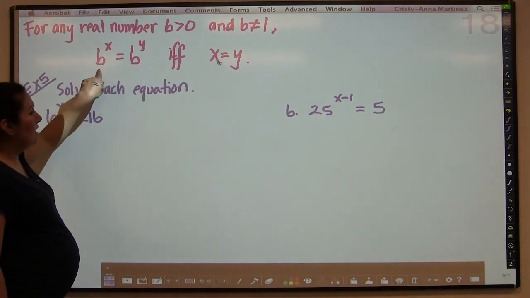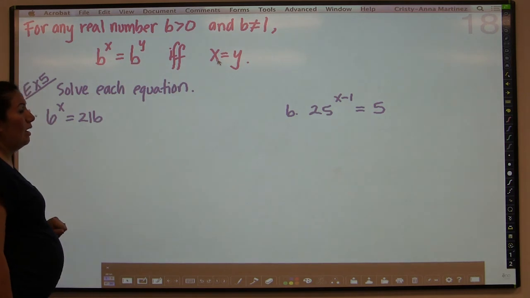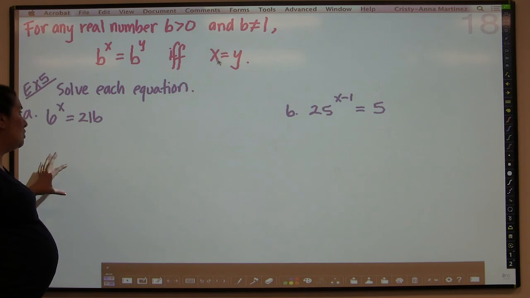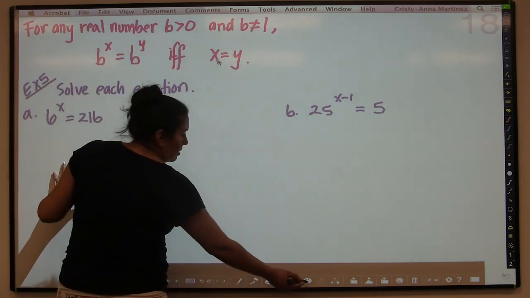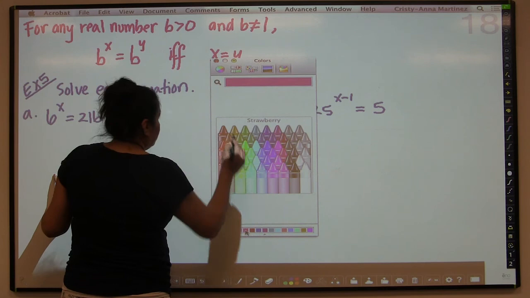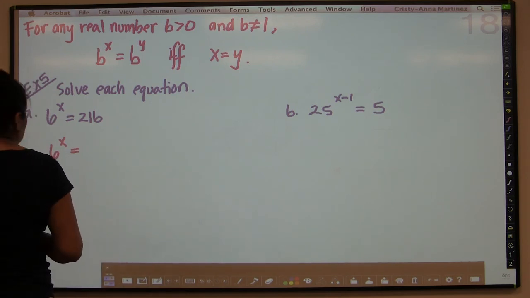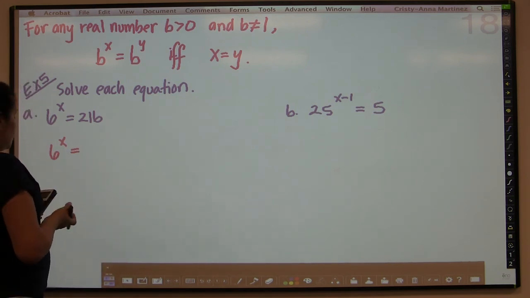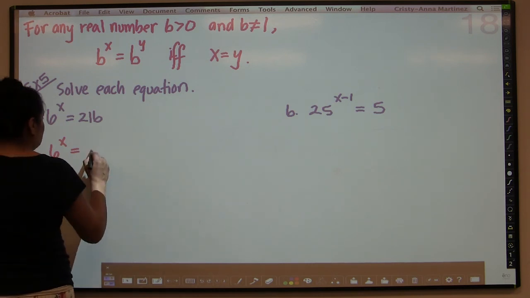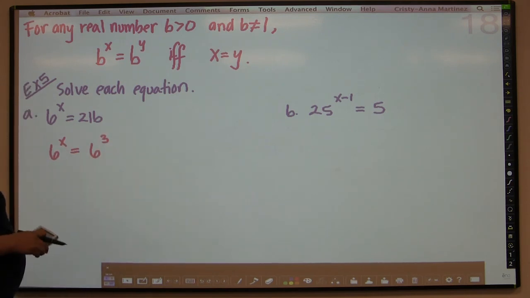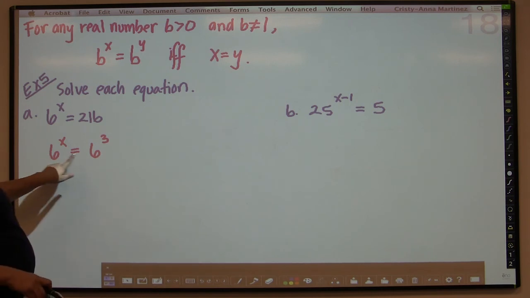They both have the base b. In our examples, we don't have that right now. But what we need to do is rewrite our equations so that they have the same base. So that would be 6 to the x. And is there another way that we can write 216 as a base of 6 instead of 216? Yes, we just saw earlier that 6 to the third power was 216. So instead of writing 6 to the x equals 216, we can write 6 to the x equals 6 cubed. And now we have the same base.